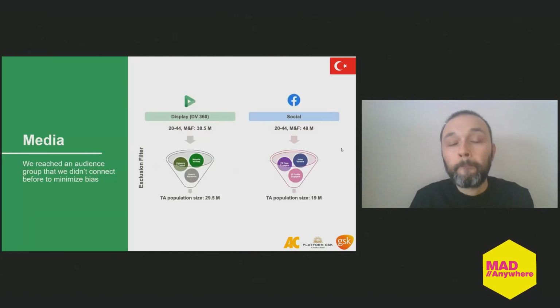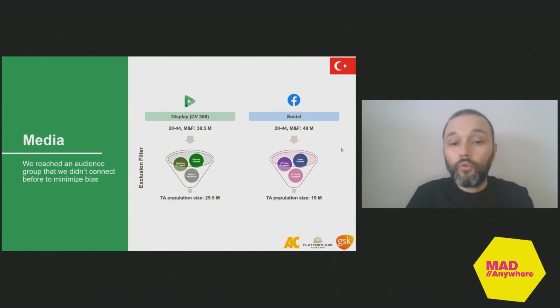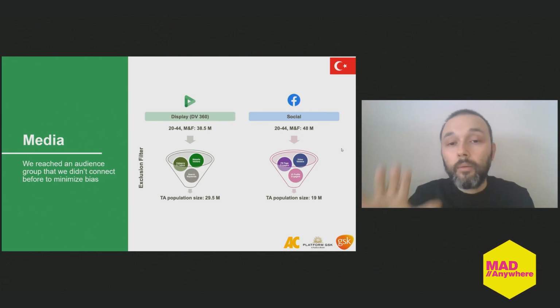For the real activation, that was something new that we applied for the brand. We created a mass exclusion filter. We excluded all people who have ever engaged with the brand for the last year. We excluded people who have visited our website, who watched our ads, who clicked on our ads, who even searched for the category or the brand or the topic on Google. So we excluded all of them. And we reached a brand new set of people with the assumption that they could be less bothered because they didn't engage with Sensodyne or the category in the last 1 year.